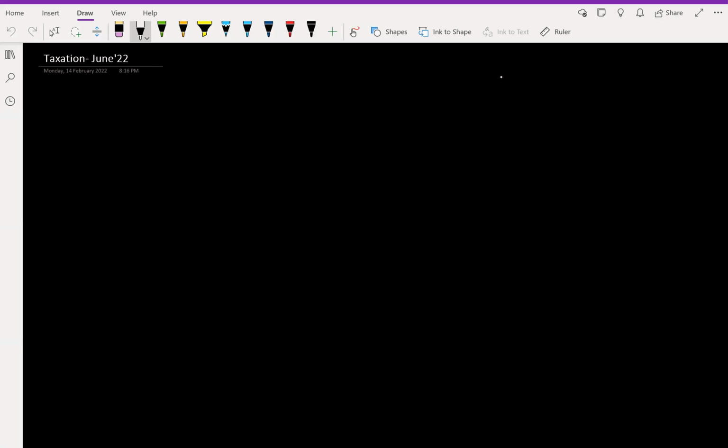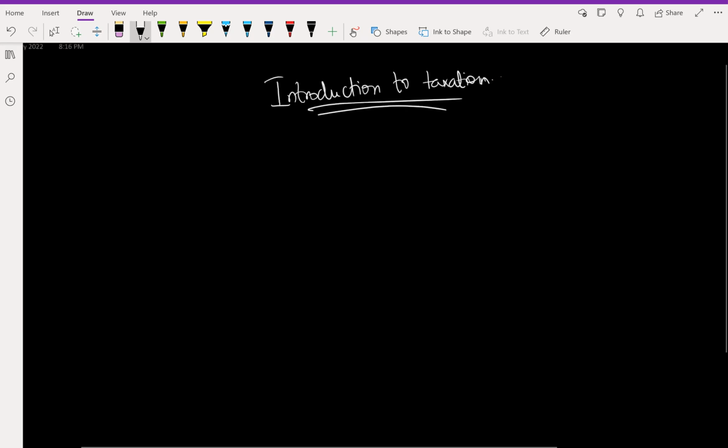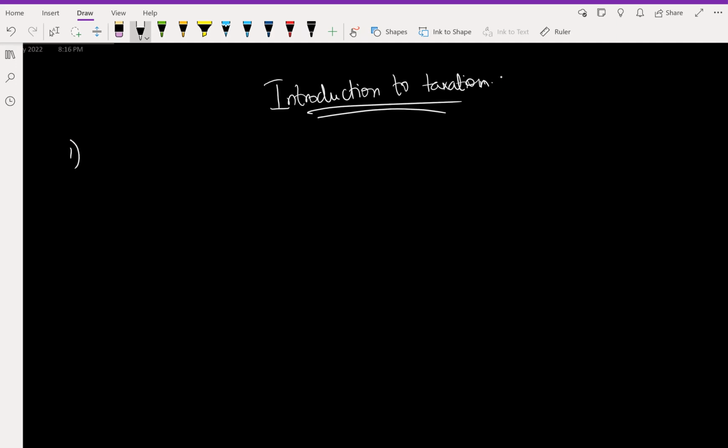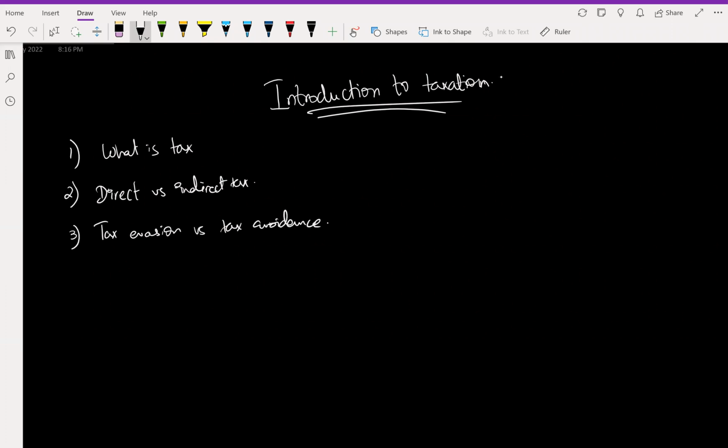Obviously today's class is basically on introduction to taxation. All right, what exactly taxation is about. So the agenda, basically what we'll discuss today is what is tax, direct and indirect tax, tax evasion versus tax avoidance, and some basic things specific to UK taxation. Okay, how the UK taxation system works and everything.